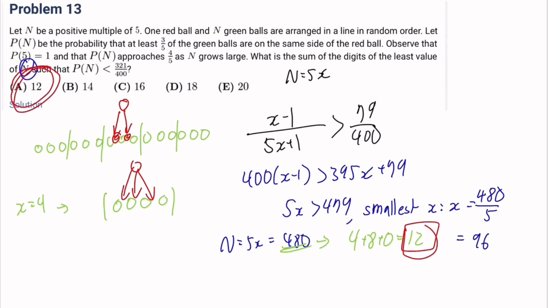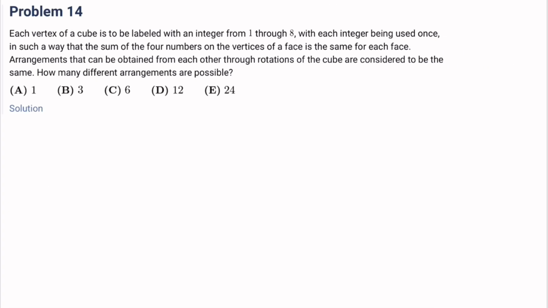It's A. Problem number 14. Each vertex of a cube is to be labeled with an integer from 1 through 8, with each integer being used once, in such a way that the sum of the 4 numbers on the vertices of a face is the same for each face. Arrangements that can be obtained from each other through rotations of the cube are considered to be the same. How many different arrangements are possible?